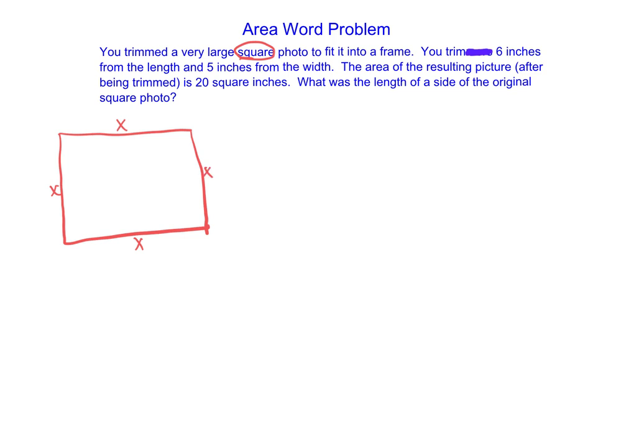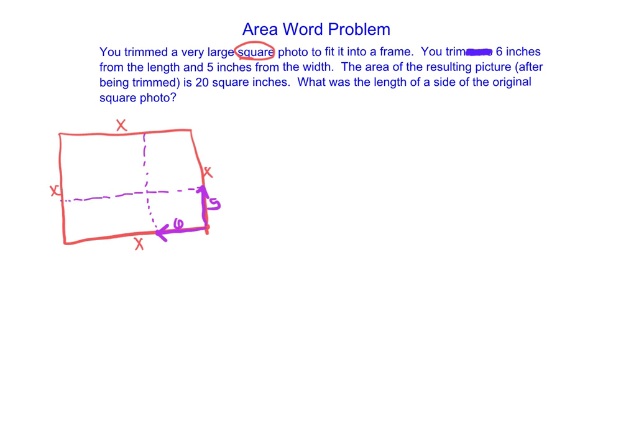Then it says you trim 6 inches from the length and 5 inches from the width. So essentially what we're doing is we're taking this picture and we're trimming it back 6 inches. And then we're also trimming 5 inches from the width. So we're trimming maybe 5 inches this way. So essentially we're making this picture a lot smaller. We're trimming 6 inches here, so that's going to come off. And then we're trimming 5 inches here.